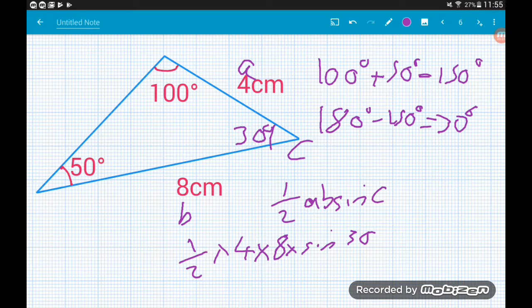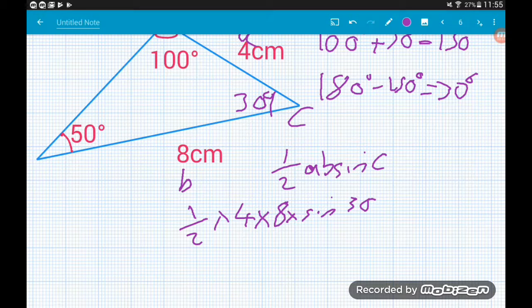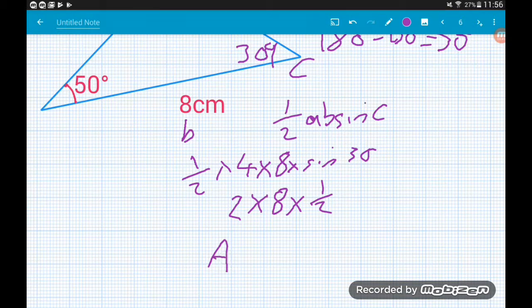Now we can do this one without a calculator because sine 30 again is one of our standard trig values. So let's do 1/2 times 4. Well, that's 2. So we've got 2 times 8. Now sine of 30 again, remember, is 0.5 or a half. So 2 times 8 is 16, and then 16 times a half gives us 8 centimeters squared. Jobs are good. Okay guys, so that's how we find the area of triangles using trigonometry. Hope it's helped.